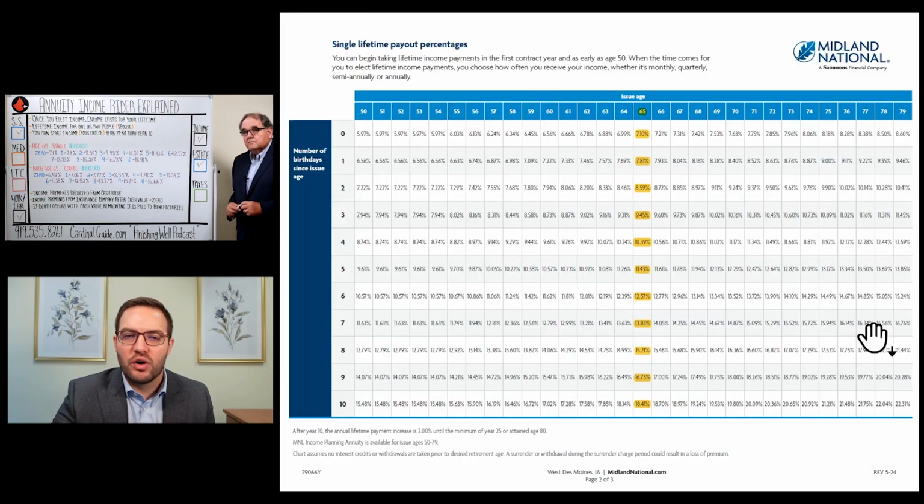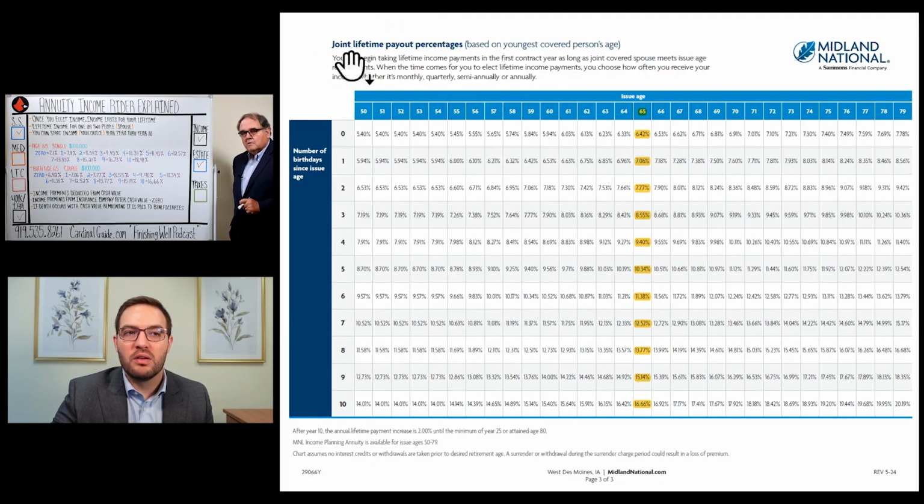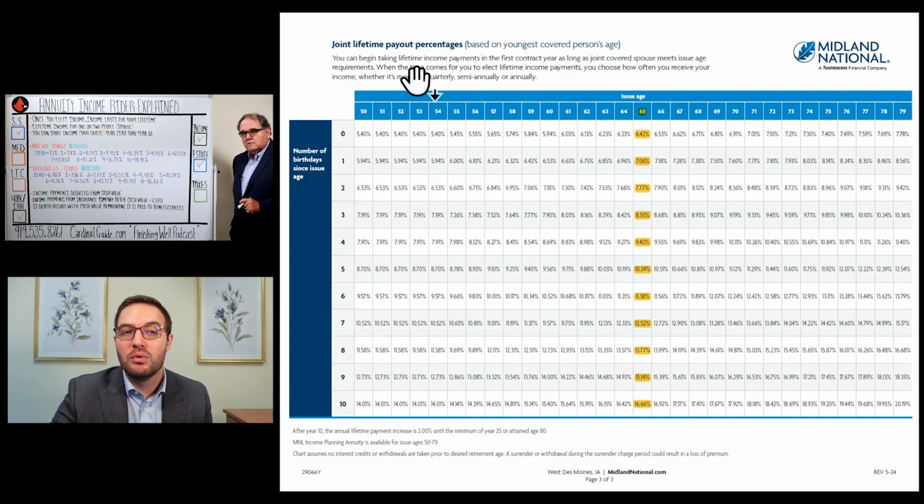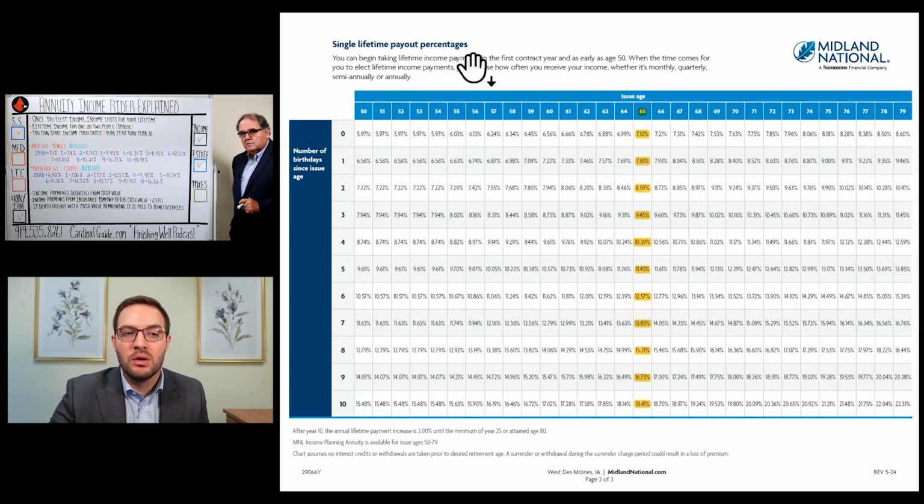I'm going to go through these charts here pretty quickly, or maybe not so quickly, to try to show you how it works. I'll point out there are 2 charts here. One is based off a single lifetime payout, just notice that in the top left corner. And then one is on a joint lifetime payout. They're different numbers, so you need to make sure you're looking at the right chart. If you're buying this on yourself, this is the one you look at. If you're a couple, you look at this one. So let's do a single payout.